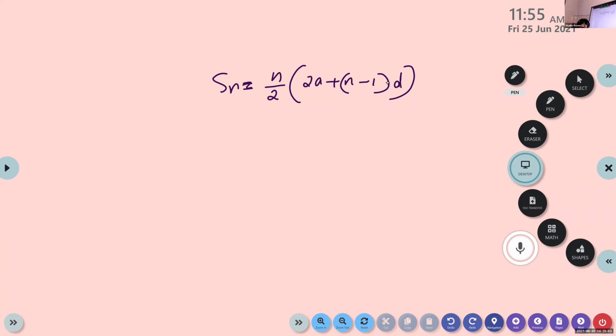Okay, so Sn equal to n by 2 into 2a plus n minus 1 into d. Children, you just go through the questions that we did in the last class. First one, the series is 2, 7, 12, etc., 10 terms. Then negative 37, negative 33, negative 29, etc., 12 terms. 0.6, 1.7, 2.8, etc., 100 terms. Last one is 1 by 15, 1 by 12, 1 by 10, etc., 11 terms.